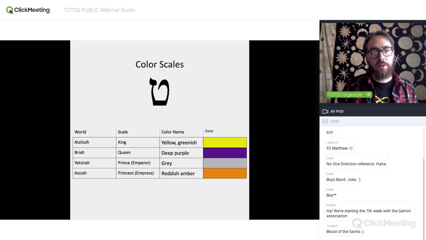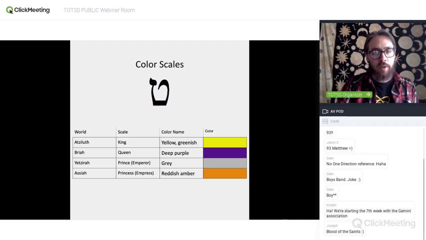All right, here's our color scales here. King scale, yellow-greenish. Queen scale, a deep purple. Now, those are almost opposite colors. And so for the Prince scale, we have gray. Now, really, if you mix those 2 colors, you get like a brownish sort of color. But gray stands here for the same sort of idea that because you united opposite colors, you canceled each other out, and you just get gray.